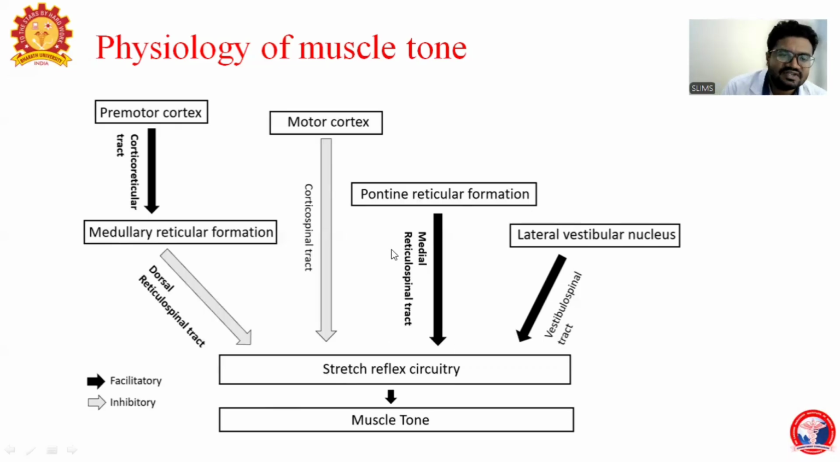So in the body, there is always a check between the facilitatory pathway and the inhibitory pathway. The facilitatory pathway promotes and facilitates the stretch reflex. The inhibitory pathway keeps a check and inhibits the stretch reflex. So this is the physiology of muscle tone.